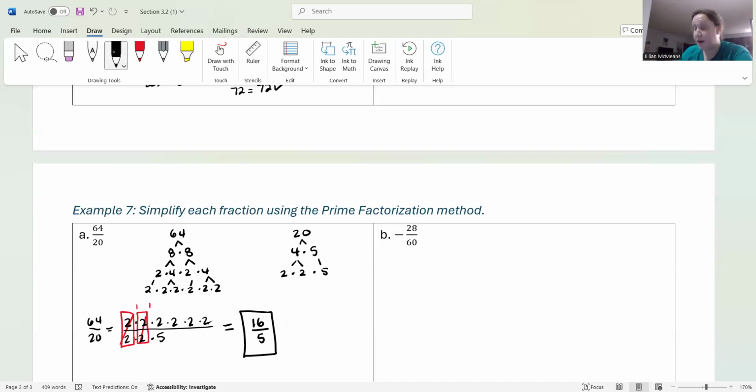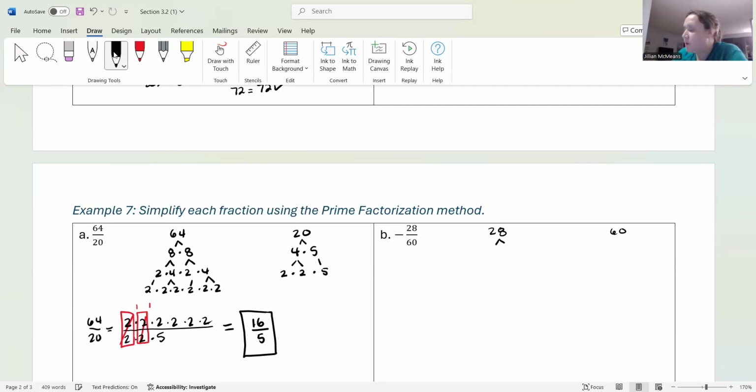All right, for part B, we have negative 28/60ths, okay? So this is negative, so the reduced answer is also going to be negative, so just make sure you carry that negative through. It doesn't really become part of the simplifying process, it just gets carried over, okay? So when I do my prime factorizations for 28 and 60, I don't have to worry about signs or anything.